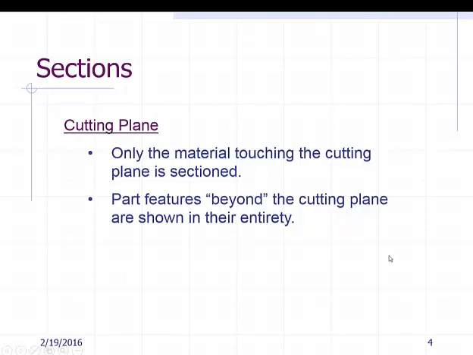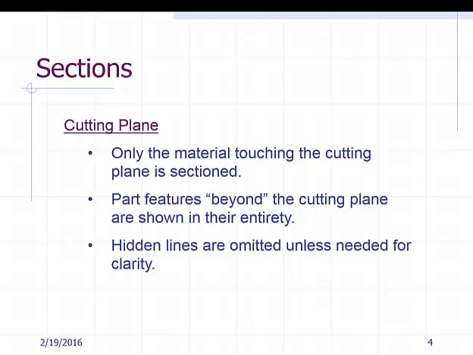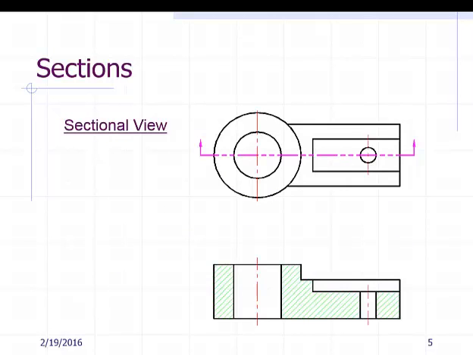And as I mentioned, only the material that's actually being cut is going to show that section material, or the hatching, if you will. And any hidden lines that might be in the part, we do not show unless there's a special reason. I don't really run into too many special reasons, so typically as a rule, we don't show hidden lines inside of a section view. So for example, this edge back here would make a hidden line in this view, but we don't show it in a section.